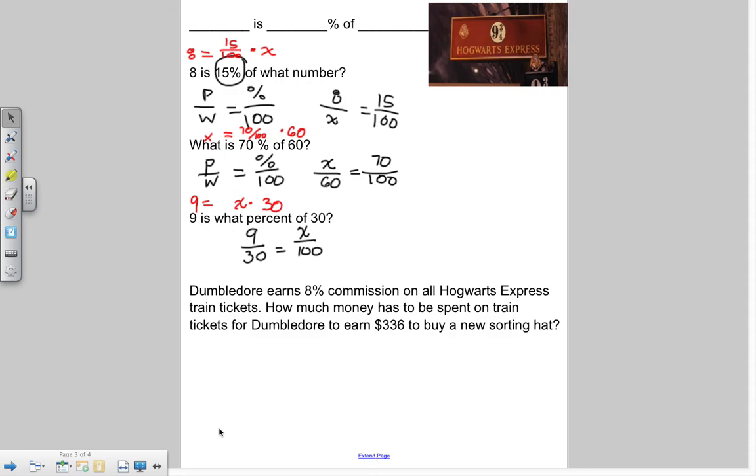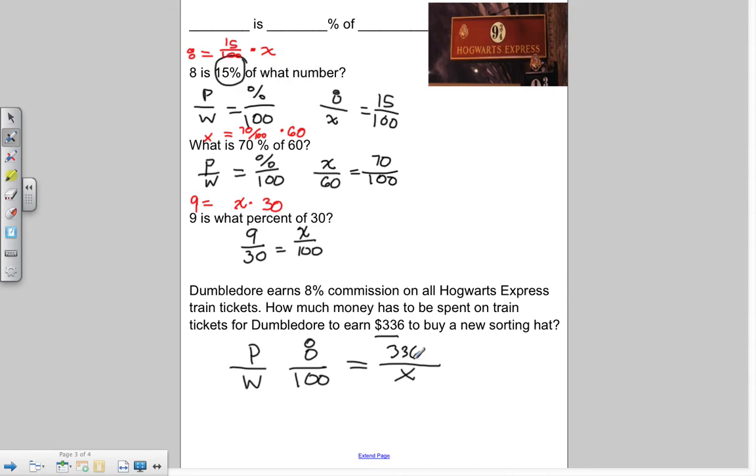If we go ahead and look at this one, this is a little bit more difficult. We've got 8% commission. All right, well, let's again think of my part to my whole. I know 8 is my part and 100 is my whole because that's 8%. Well, is $336 the part or the whole? It's actually the part, $336, because that's going to be his commission out of total train tickets. Now I've got this set up in a proportion. As soon as I can get two fractions equal to one another, I can move forward and solve.